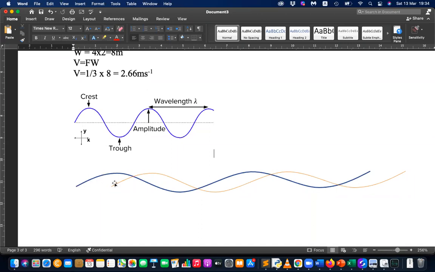What is the gap between these two waves? Divide and tell. 90. Yes, it's 90. The phase is 90.